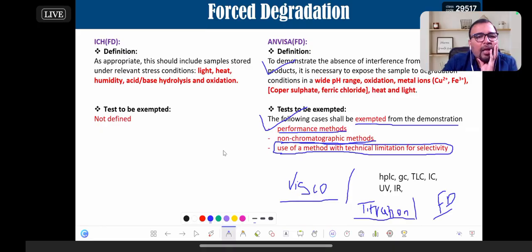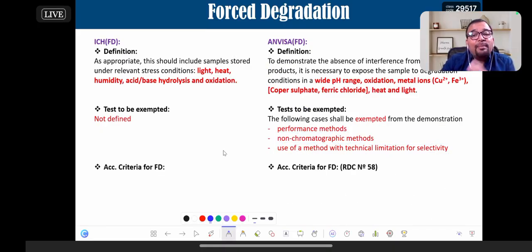Okay. Now the next point is the acceptance criteria. Anyone knows what is the acceptance criteria for forced degradation? Okay, Akshara says 5 to 20%. Excellent. Manoj Kumar says 5 to 20. Sajia says 5 to 20. Oh, many of you are. Vijayanta says 5 to 20. Many of you. Sagar, Sanjay, thank you so much.